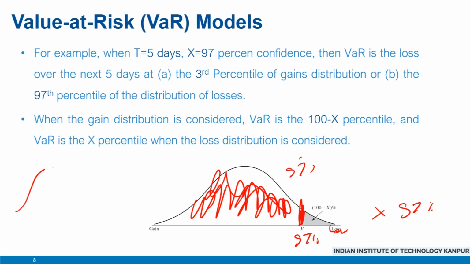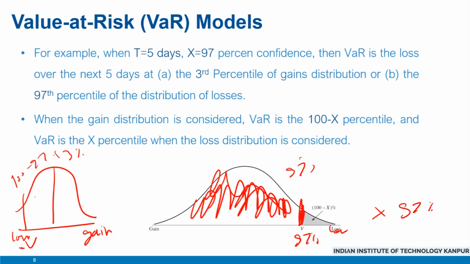In case you are looking at the gains distribution, where gains, positive returns, are on this side and losses on this side, then you are looking for V on the left side. On the left side of the distribution, the losses are at around 100 minus 97, which is the 3 percentile. So this cutoff value would be the 3 percentile, and both values will be the same because there is a symmetry in the distribution. Whatever value you find as V, the VaR, you would make a statement that you are 97% certain that over a 5-day horizon, your loss will not be more than V dollars.